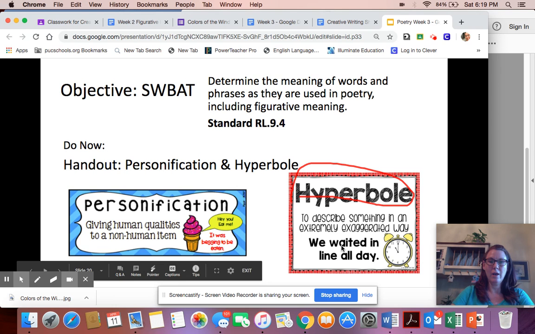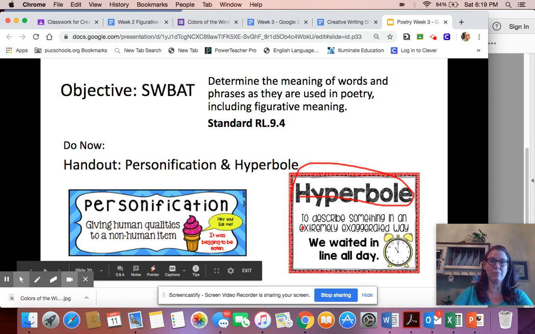And then we're also practicing today personification. We added this last week, and this is another review from our English 9 figurative language terms. And again, this is when you give human qualities to a non-human item. We're practicing this today, but we already added it last week.